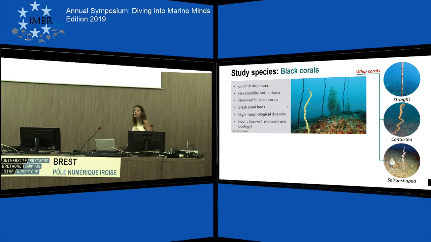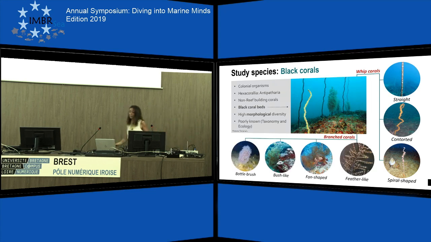They present a high morphological diversity with two main colony morphologies. On the one hand, we have whip corals, which consist of a single unbranched stem that can grow straight, contorted, and spiral. And on the other hand, they can present a branching pattern that can resemble a bottle brush, bush-like, fan-shaped, feather-like.